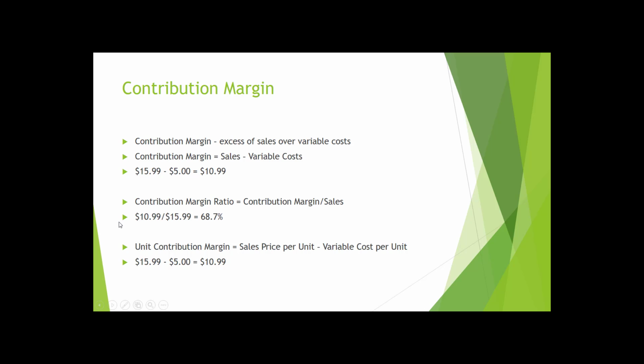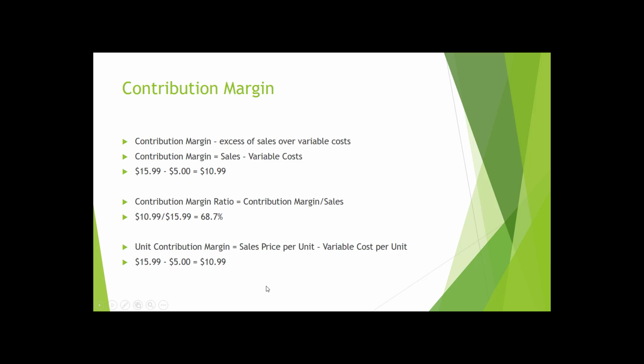Then the third one that we're looking at is the unit contribution margin, which is exactly what I did kind of on the first one. The first one I looked at one t-shirt. Unit contribution margin is just one unit. Instead of looking at, for contribution margin, you could look at the total sales minus the total variable costs.